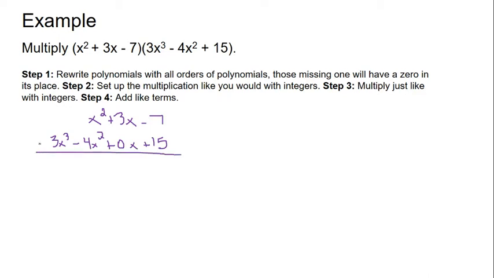And then we're going to multiply just like we would multiply integers. So we're going to take our 15 and multiply it times everything. So 15 times 7. Remember, if you need to use a calculator, you can. So we get a negative 105, because we have a minus sign in front of the 7 and a plus in front of the 15. Now we're going to do our 15 times 3x. So we get a plus 45x. 15 times 3 is 45. And then 15 times x squared, so we get 15x squared. Okay?